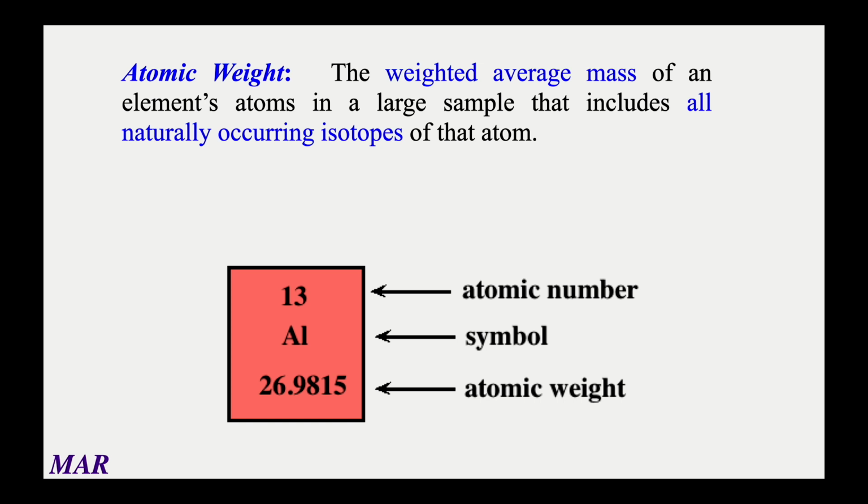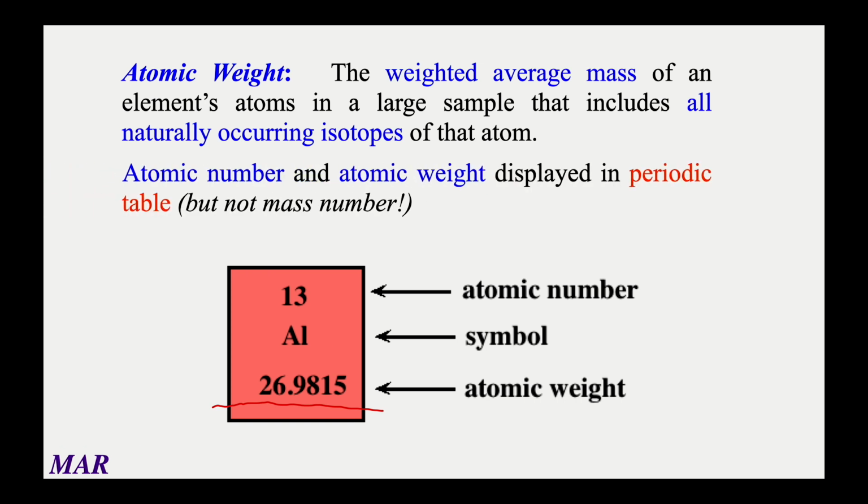For aluminum, this 26.9815, that's an average of all the isotopes of aluminum. Atomic number and atomic weight are displayed in the periodic table, but the mass number, the protons plus neutrons, is not. And there's ways to make predictions, but just realize there's not really a mass number on the periodic table, and we'll talk about how this works out pretty soon.